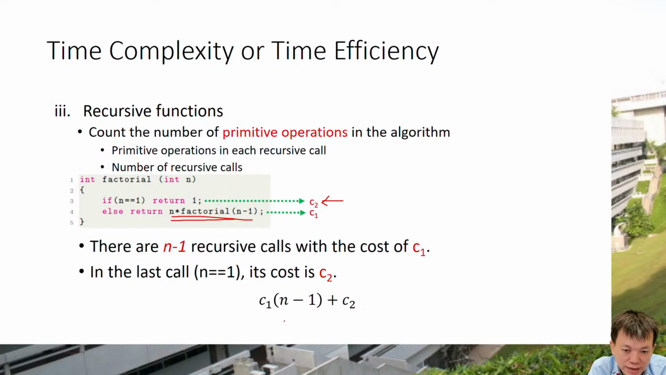Again, you can see that whether C1 and C2 are equal or not, in the end, the time complexity is a linear function. It grows linearly with the problem size n.